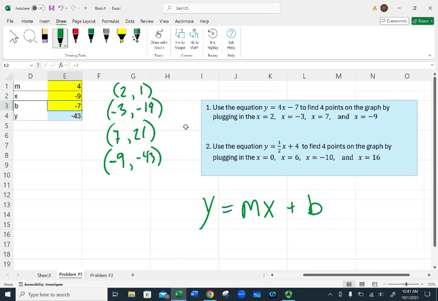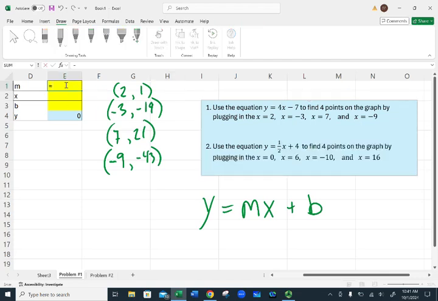Okay. Now, you're not going to ever delete the blue cell, right? The blue cell is done. That's the y equals mx plus b formula. And so for number 2, I'm just going to delete those 3 yellow cells and move on to the next problem. Okay. The m is the 1/2 in front of the x.